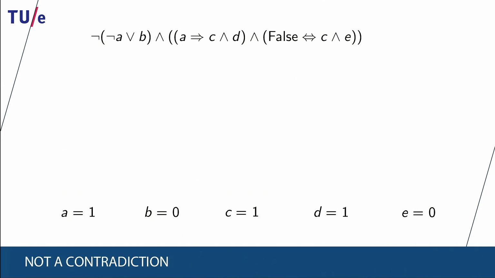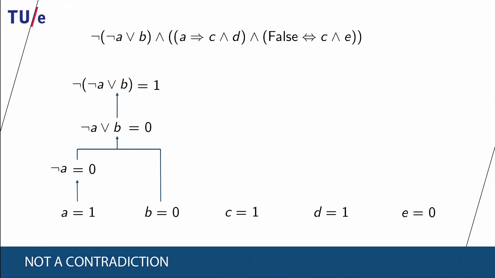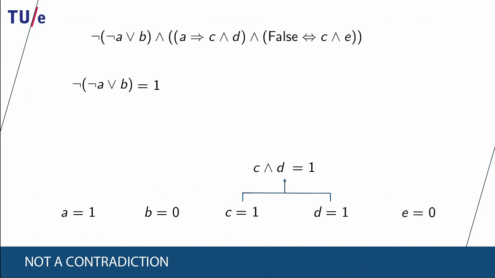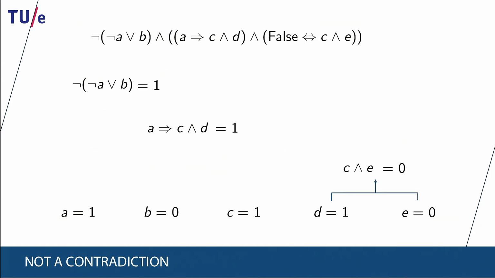Let's confirm that it indeed makes the original abstract proposition evaluate to true. If A is true, then not A is false. And hence, since also B is false, we have that not A or B is false. So, the negation of not A or B is true. Furthermore, since C and D are both true, we have that C and D evaluates to true. Hence, the implication A implies C and D evaluates to true. And since D is true and E is false, we have that D and E is false. So the biimplication with false evaluates to true.